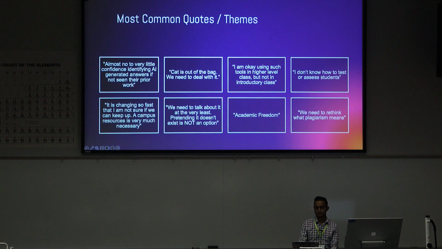But the most common themes I saw is that, I guess the biggest thing was that the cat is out of the bag. We need to deal with it. We need to talk about it at least. The other variations were that I just cannot tell if the answer was written by a student or if this was AI generated. I have no confidence in myself. And then another variation of I don't know how to test. I don't know what to test anymore. Or do we draw a line between plagiarism and using a tool to assist yourself? So these are common quotes and themes.